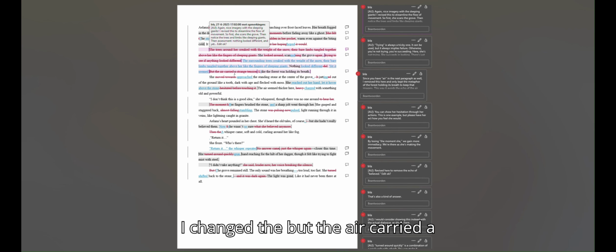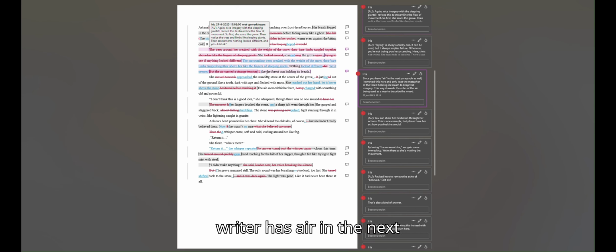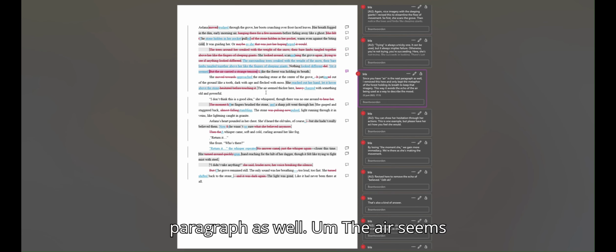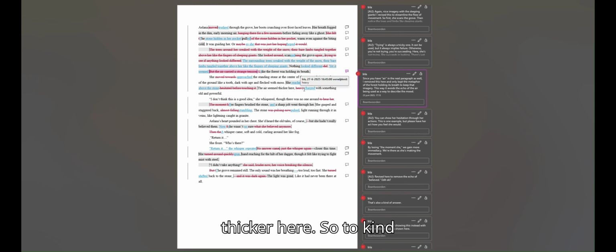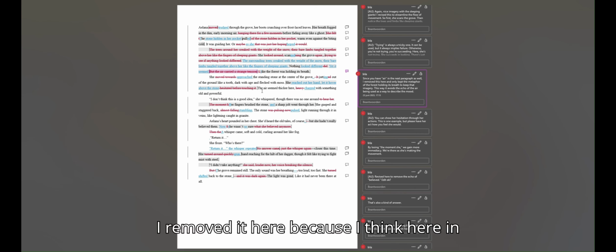Then here I changed, but the air carried a strange tension, like the forest was holding its breath. That's because this is where a cold read comes in handy. I have air here, but the writer has air in the next paragraph as well. The air seems thicker here. So to remove that repetition, that echo of the air being really close together, I removed it here, because I think here in the air seems thicker, that phrasing makes more sense.